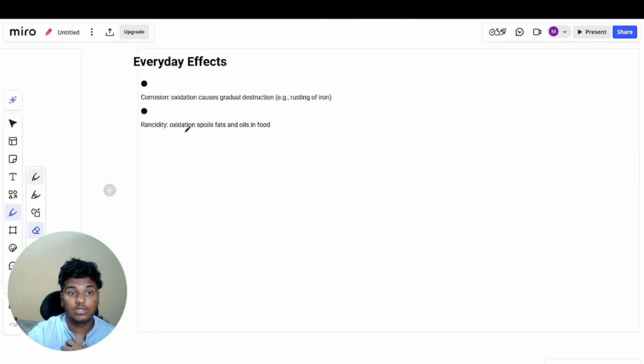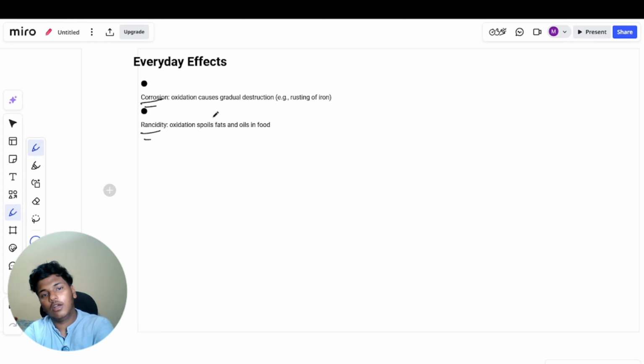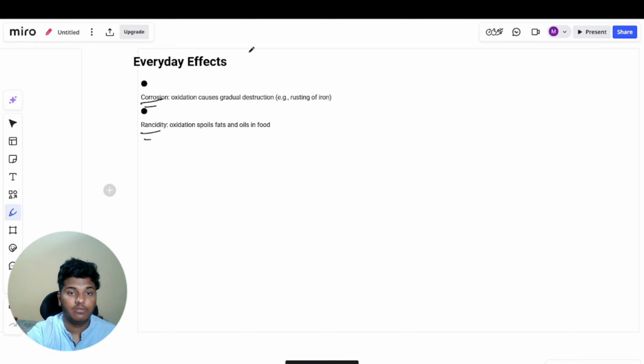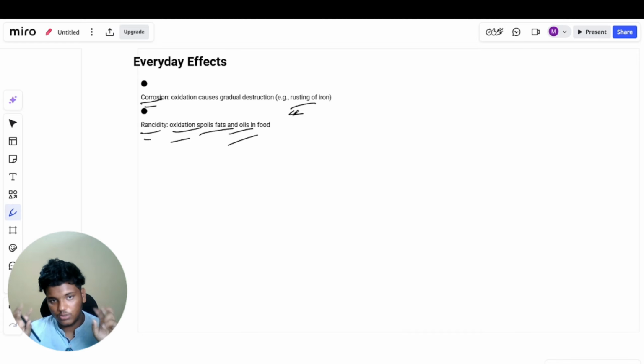So next we can discuss chemistry in our everyday life. We have two topics here: corrosion and rancidity. What do you mean by corrosion? Oxidation causes gradual destruction, or we can say rusting of iron is known as corrosion. Rusting of iron is an example of corrosion, and rancidity is oxidation of fats. Let's discuss one by one.